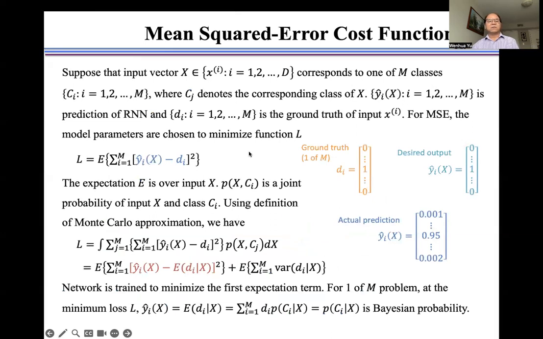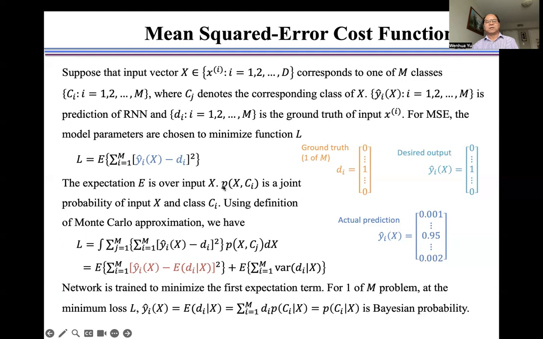Let's see the mean squared error cost function. To define the mean squared error cost function, we first calculate the difference between the prediction and its corresponding ground truth. Here, M is the number of classes. This expectation is over the input x. So the ideal case is that the desired output is the same as the ground truth. However, the actual prediction is a dense vector. So we need to show this prediction is a Bayesian probability.